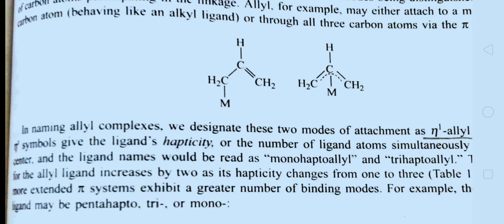In the first case, the eta 1 allyl group shown in the first figure, only one atom of the ligand attaches to the metal atom, so its hapticity is 1. And in the case of the second structure, 3 carbon atoms are simultaneously attached to the metal atom, so its hapticity can be written as 3. So it can form eta 1 allyl and eta 3 allyl, that is monohapto allyl and trihapto allyl.